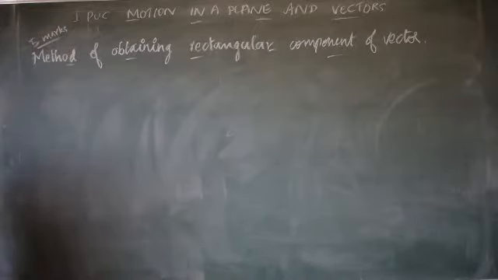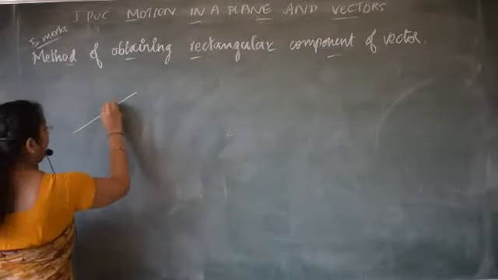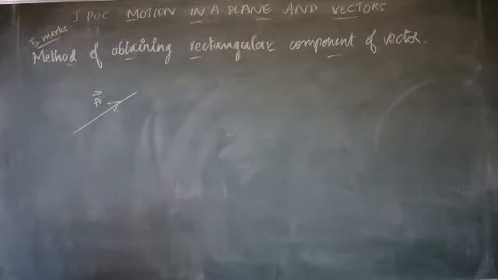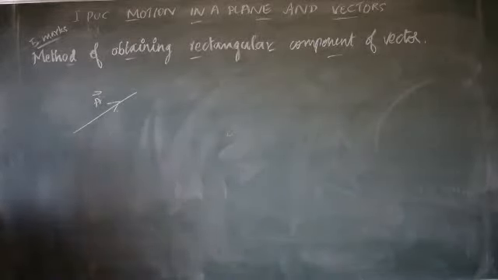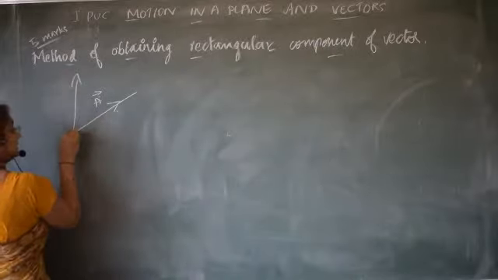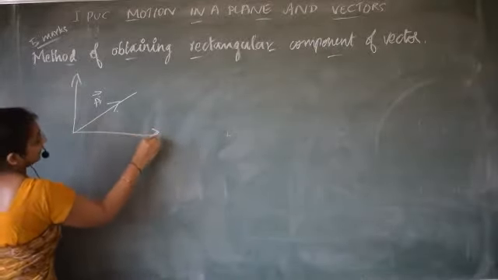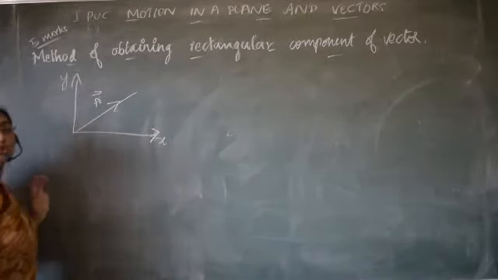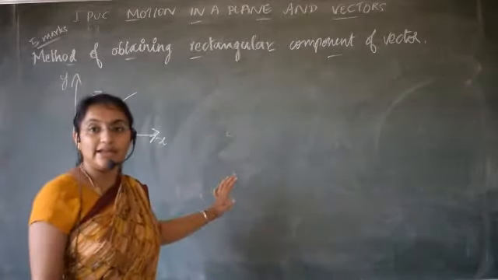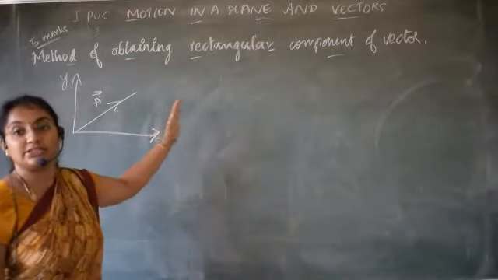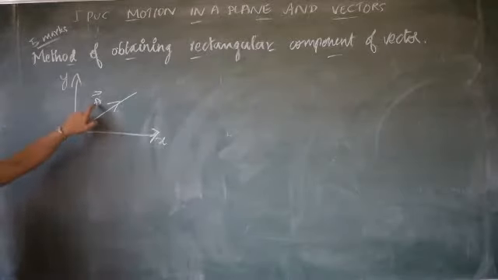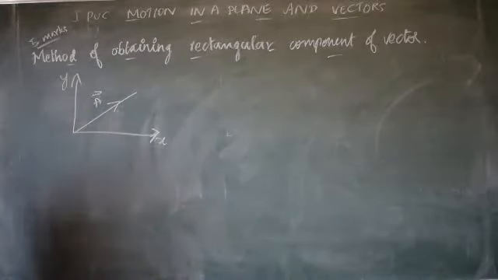See, let us consider a vector A that lies in the xy plane. Okay, x and y plane. Along this direction it is the x-axis, along this direction it is the y-axis. So in the xy plane we are considering a vector A.